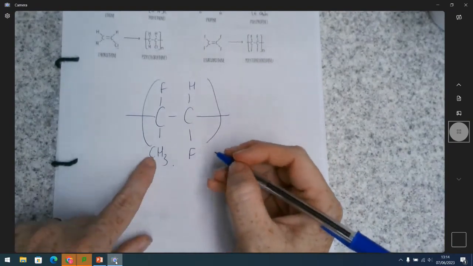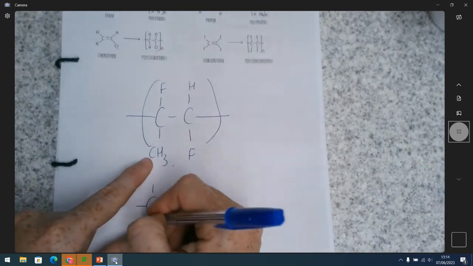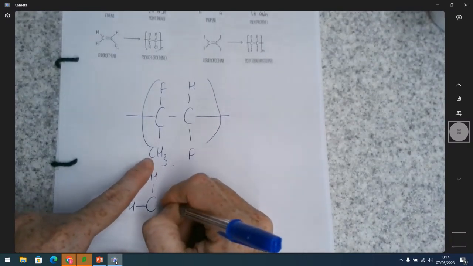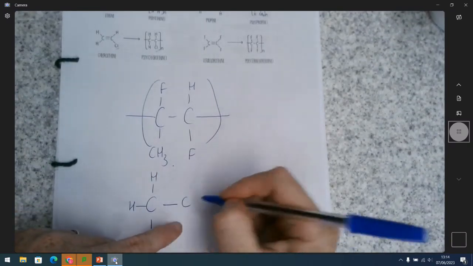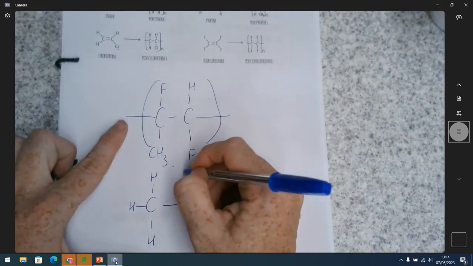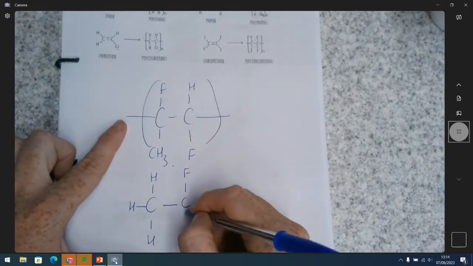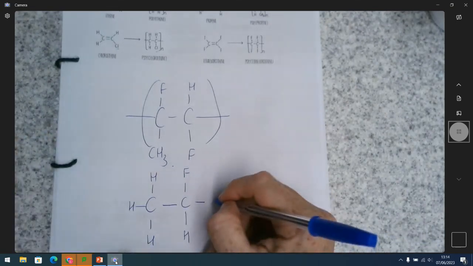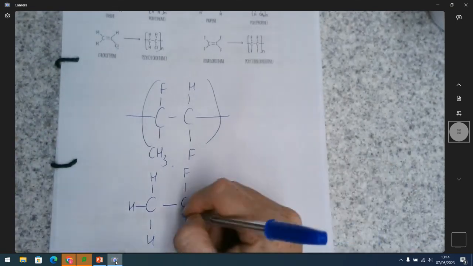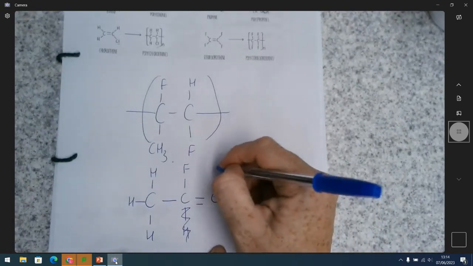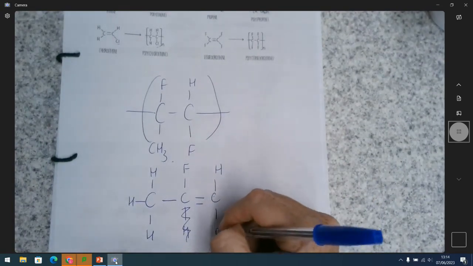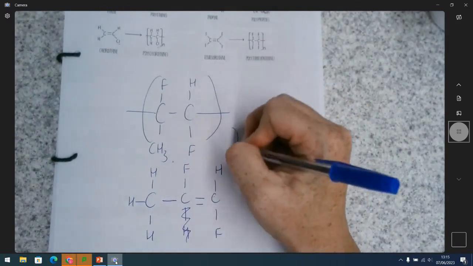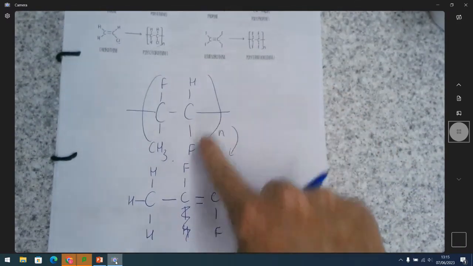So I look at the original C, so there's the CH3, like so. That's joined to the carbon that has got an F attached to it. And another H, which then is joined to a carbon double bond, which is why I don't need that H. F like so. Okay, so that's how you can then draw the monomer from the polymer.